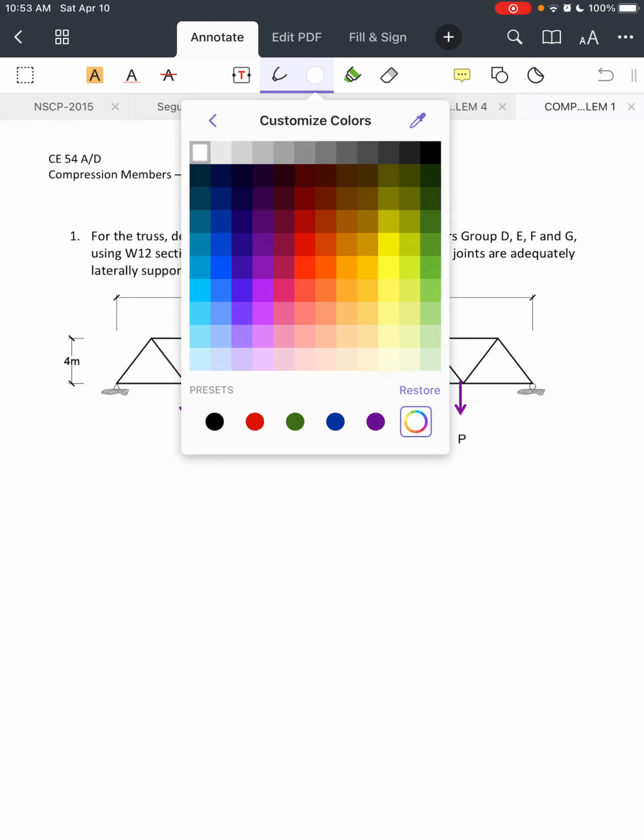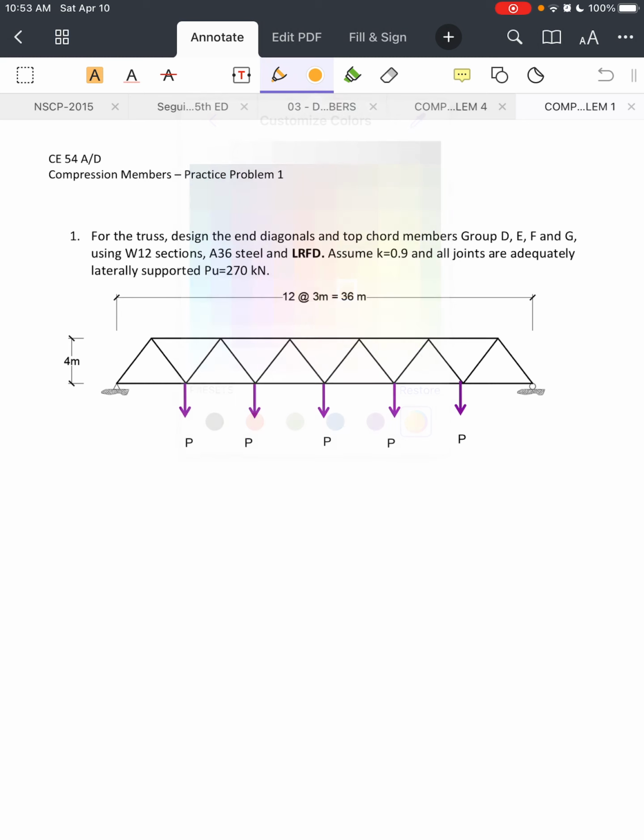But we have solved the bottom chord, groups A, B, and C. But for this particular problem, we will be solving groups D, E, F, and G. So this is your D, E, F, and G. Alright? So as you can see, these are compression members.